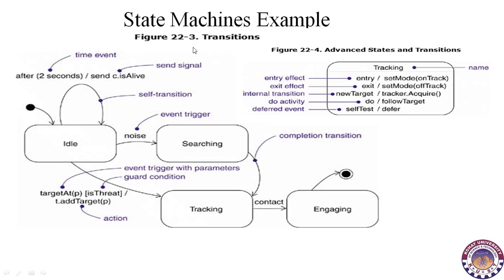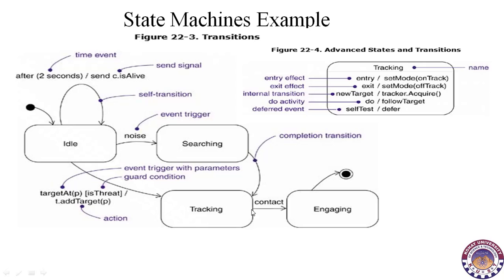This is another example of the state machine diagram, for signal sending. First of all, the system will be in idle after the start state, and then, if there is noise, it will search for it. The searching state will be called, and if the target is detected, then the tracking state will be called. Tracking means it tracks the particular signal, so then the tracking system is called.